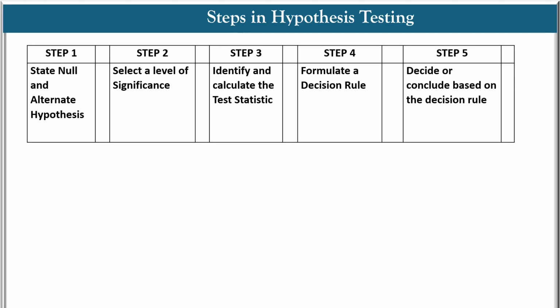So the first step is to state the null and alternate hypothesis. The second step is to select a level of significance. Third step, identify and calculate the test statistic. Then step 4 is to formulate a decision rule, stating when to reject and when not to reject the null hypothesis. So mostly the decision is based on the null hypothesis. And we have the final step, which is the decision or the conclusion based on our decision rule that we've already stated in step 4.